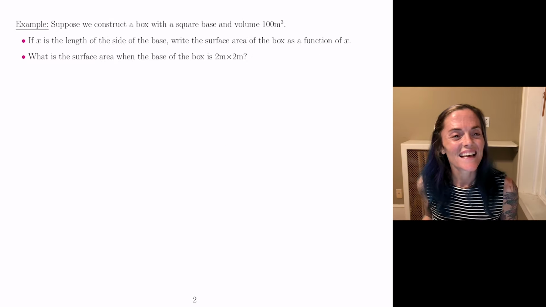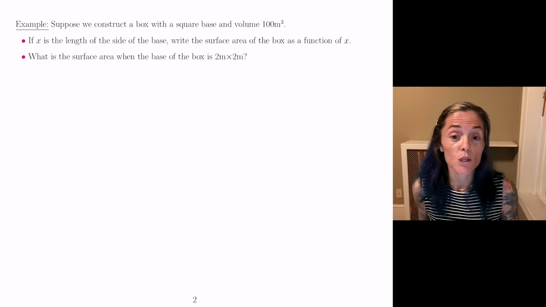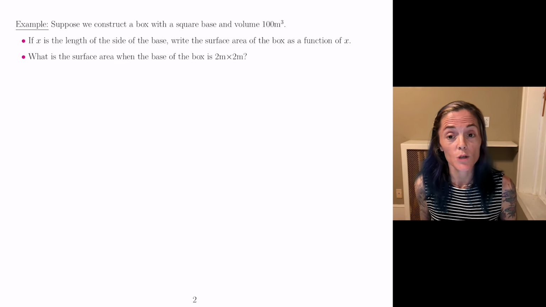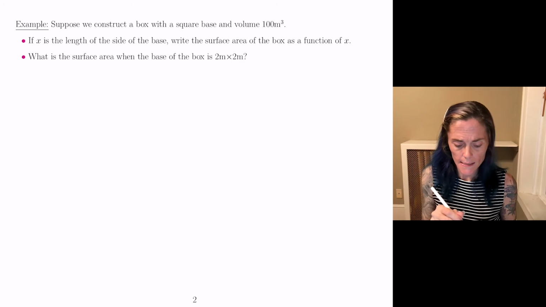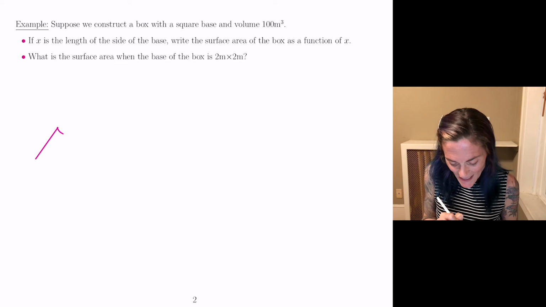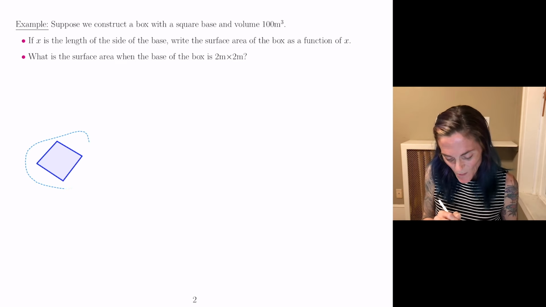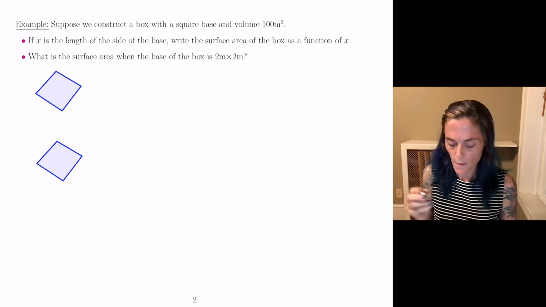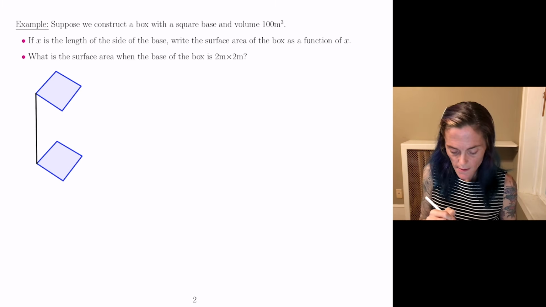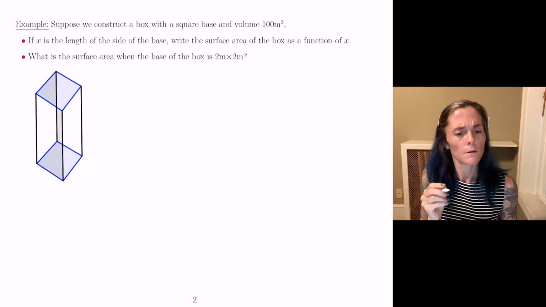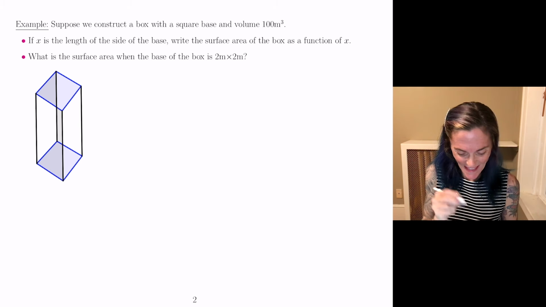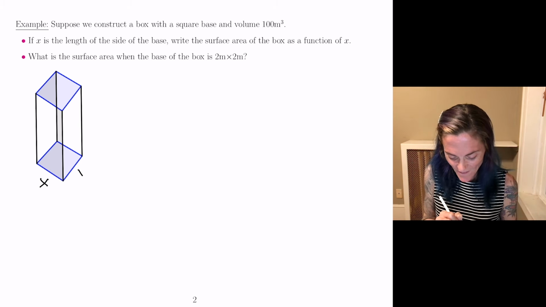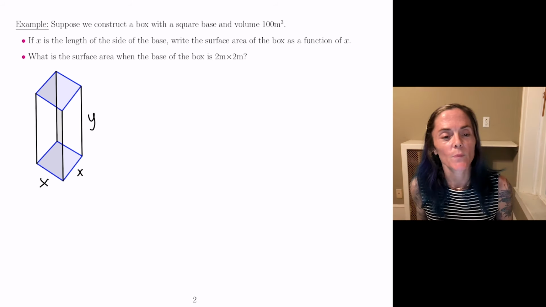All right. The next one, we can construct a box with a square base and volume 100 meters cubed. x is the length of the side of the base. Now let's draw a picture. Quite often when you get to these types of questions, you want to start off by drawing a picture. So there's my square base, and then here will be my box. We have x, but this can be anything. We will call it y.